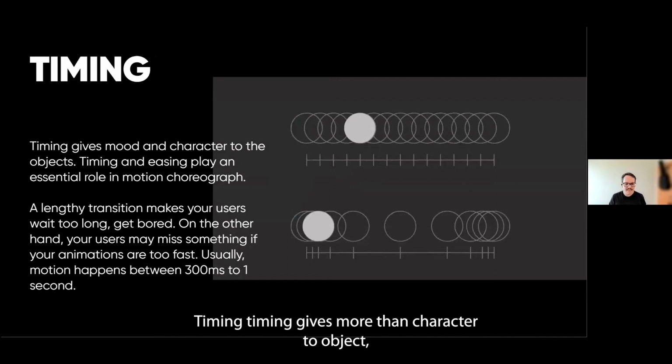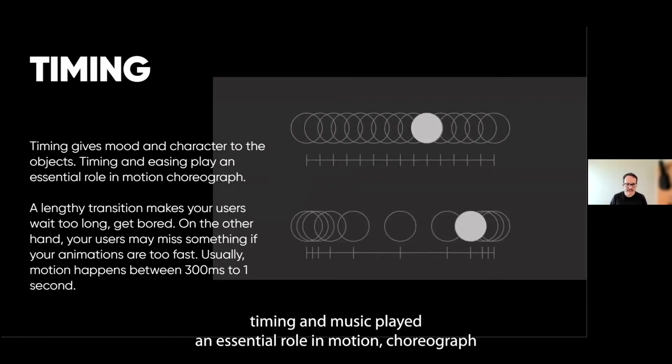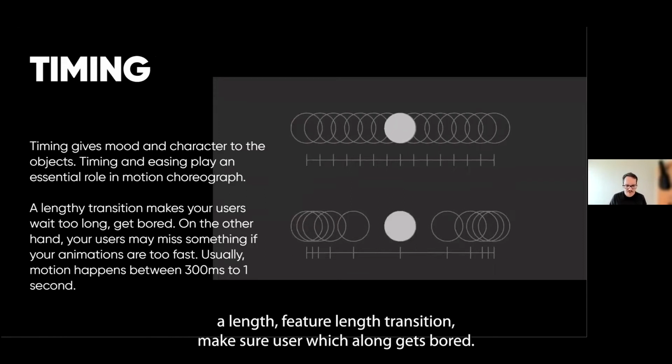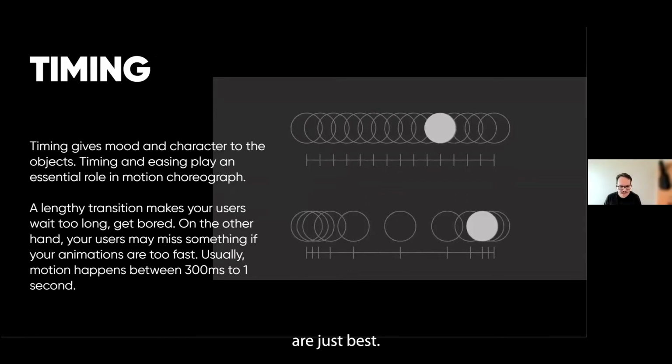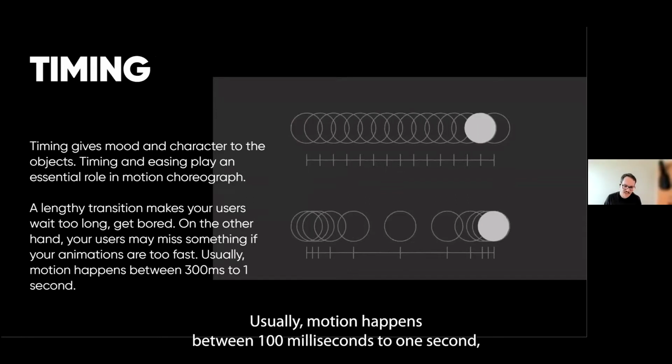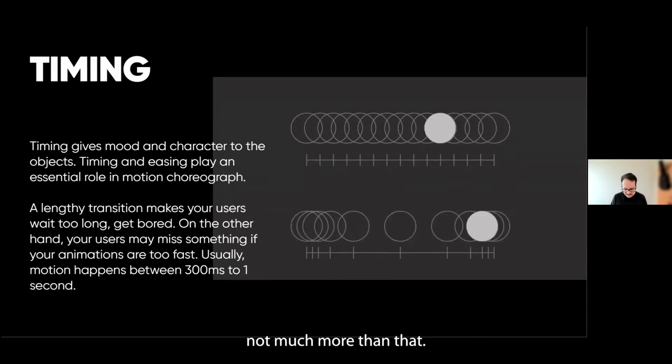Timing. Timing gives mood and character to objects. Timing and easing play an essential role in motion choreography. A lengthy transition makes your user wait too long and get bored. On the other hand, your users may miss something if your animations are too fast. Usually motion happens between 300 milliseconds to 1 second, not much more than that.